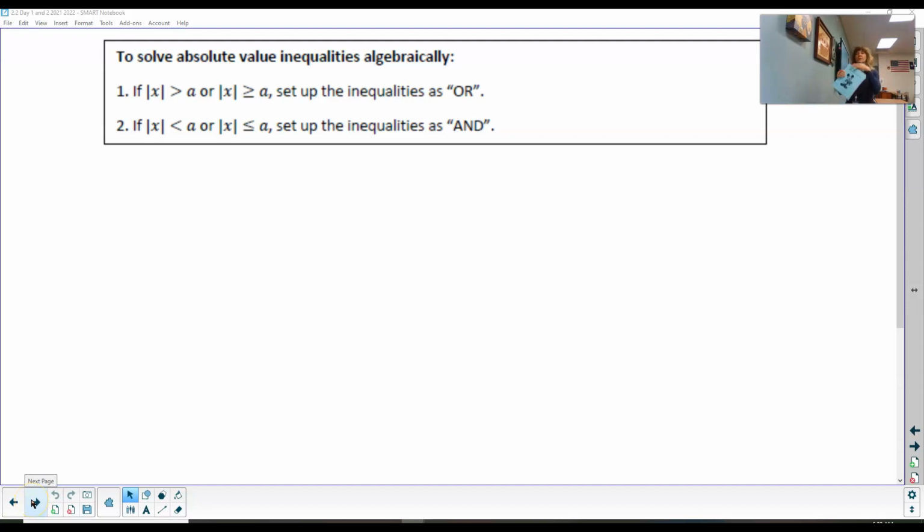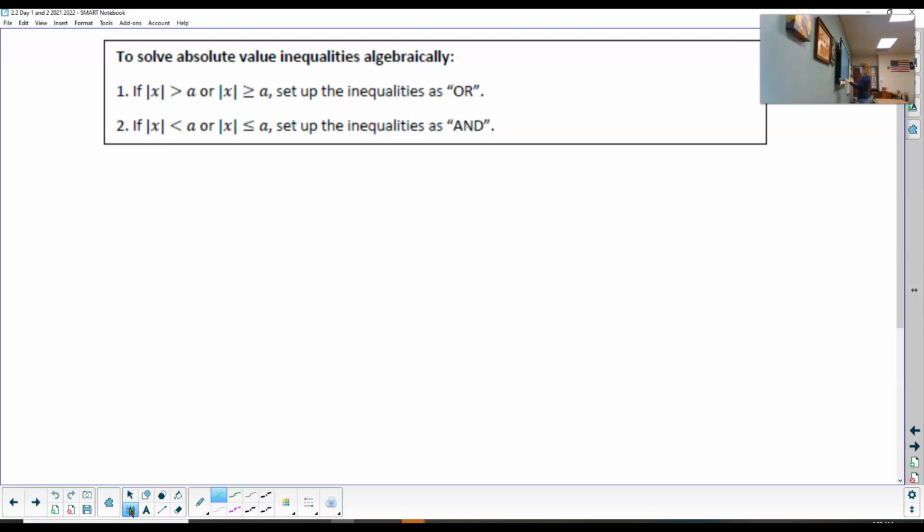Okay, we are in your packet. This is going to be page 13. Yeah, page 13. So we're still solving, but this time it's inequalities. And remember, inequalities have an infinite number of answers. So interval notation is coming back after we solve twice for these.